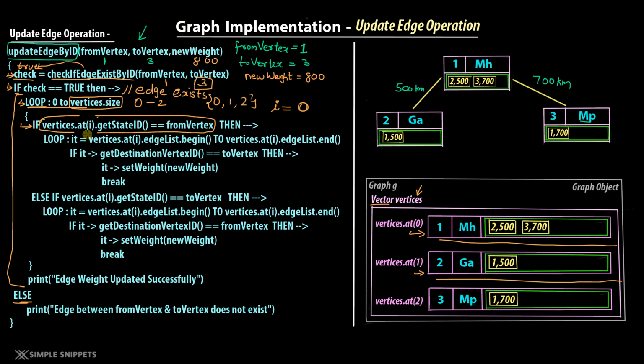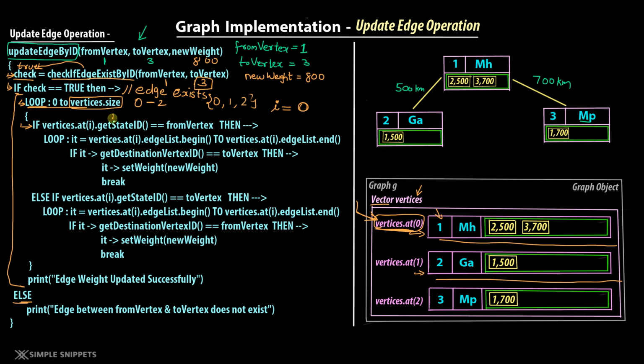So when you say at I, it means you're saying 0. So basically we are targeting the very first vertex in the vertices vector. So we're saying if vertices dot at I dot get state id. Now currently you are at the very first vertex and you are saying get state id. Remember we had a get state id function which we created, which returned the state id of a particular vertex. So currently we are at the very first vertex. What is the state id of this vertex? It is 1. So you'll get 1 over here.